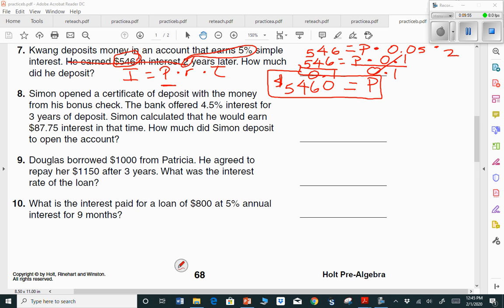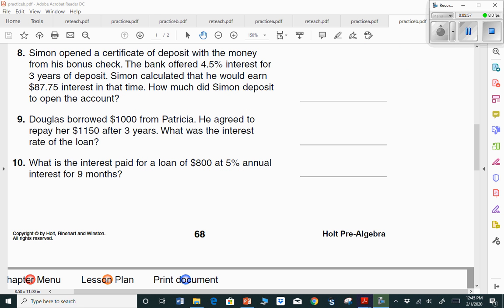Okay, number 8. Simon opened a certificate of deposit with the money from his bonus check. A certificate of deposit might be something you've never heard of before. It's also referred to as a CD, but of course that's different from a music CD. It's just a product you can buy from the bank where you agree to leave your money in there for, in this case, 3 years. And they agree to the interest rate of 4.5%, which is probably more than what regular savings accounts are getting.